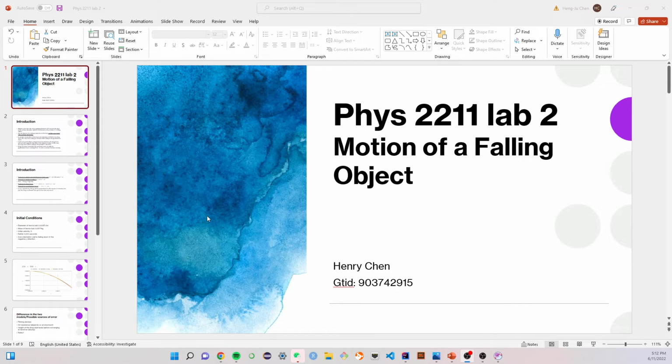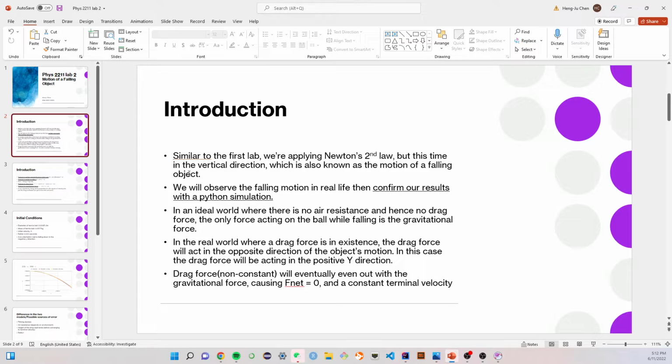Hello, my name is Henry Chen, and today I'll be talking about the second lab in physics 2211, which is about motion of a falling object. Similar to our first lab, we're applying Newton's second law, but this time in the vertical direction, which is also known as the motion of a falling object. We will observe the falling motion in real life and then confirm our results with two Python simulations, one putting drag force into consideration and the other doesn't.